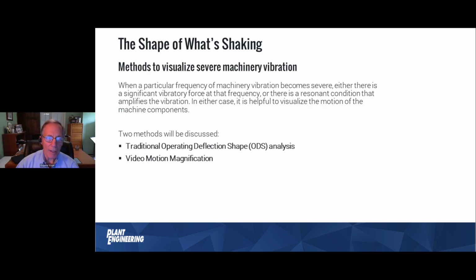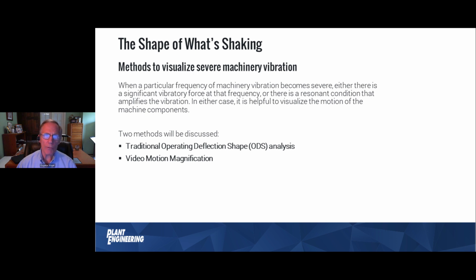Thanks, Kevin. And welcome to everyone. We're talking about operating deflection shapes today. When a machine has a particular vibration frequency that's a problem, has severe vibration, there's two general categories of possible causes. One is there's some fault with the machine that's generating a significant amount of vibratory force and causing the problem. The other possibility is that the machine is only generating a small amount of actual vibratory force, but the machine itself has a natural frequency which is excited at that frequency and amplifying the vibration.